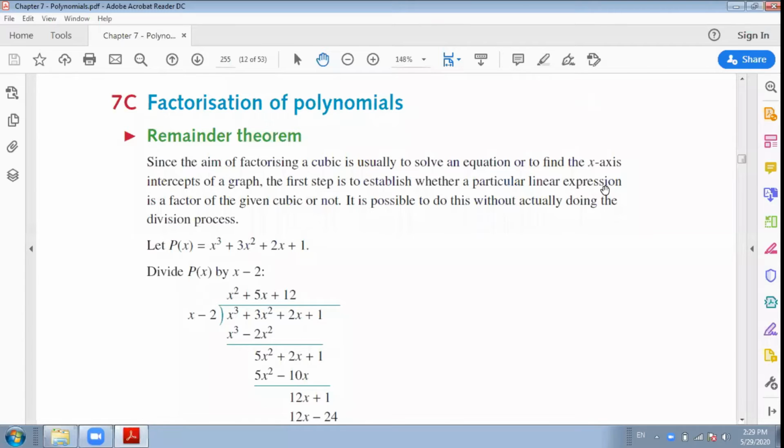So now the topic is factorization of polynomials. First, you have done, I think, factorization of simple polynomials of degree 2, that is, quadratic polynomials, or quadratic equations. There we have 3 to 4 methods to solve any quadratic equation. One of them is factorization.